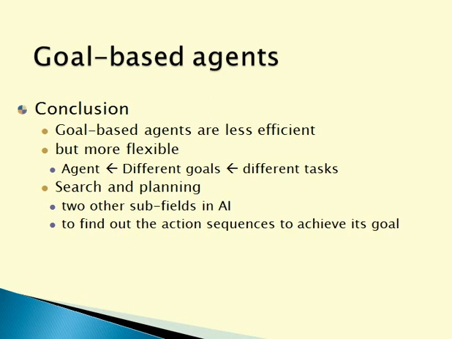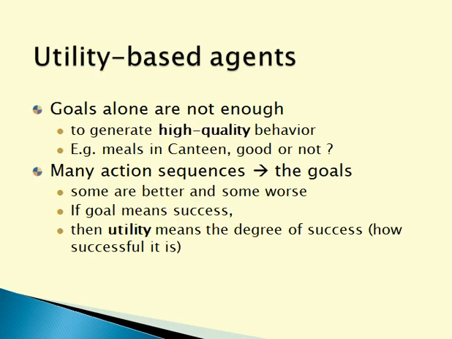And then the utility based agents. Goals alone are not enough to generate high quality behavior. Example: meals in a canteen, good or not. Many action sequences lead to the goals, some are better and some worse. If goal means success, then utility means the degree of success, how successful it is.